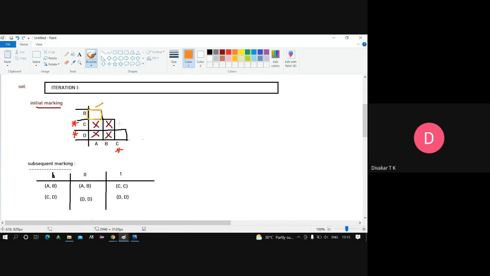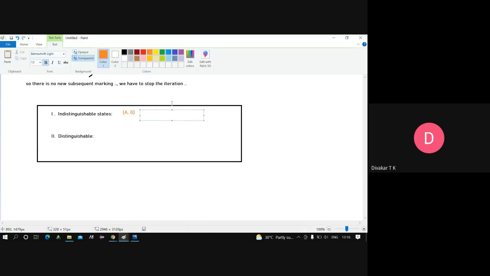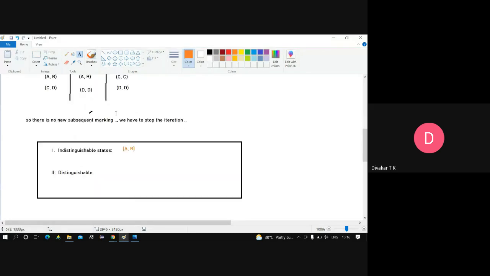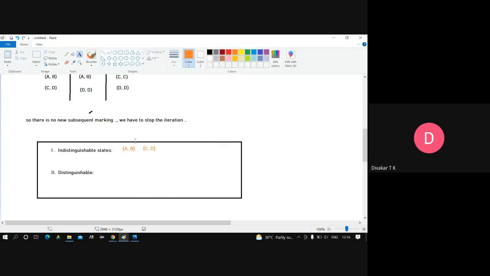Next, go for another empty cell. Slowly you do it, no hurry here. What is the second cell here? The second empty cell belongs to C and D. Write down C and D here. That's very simple. Separate it. Don't mix up that couple and this couple here. This pair is different. Later we have to check. So C comma D is separate, and A comma B is separate.